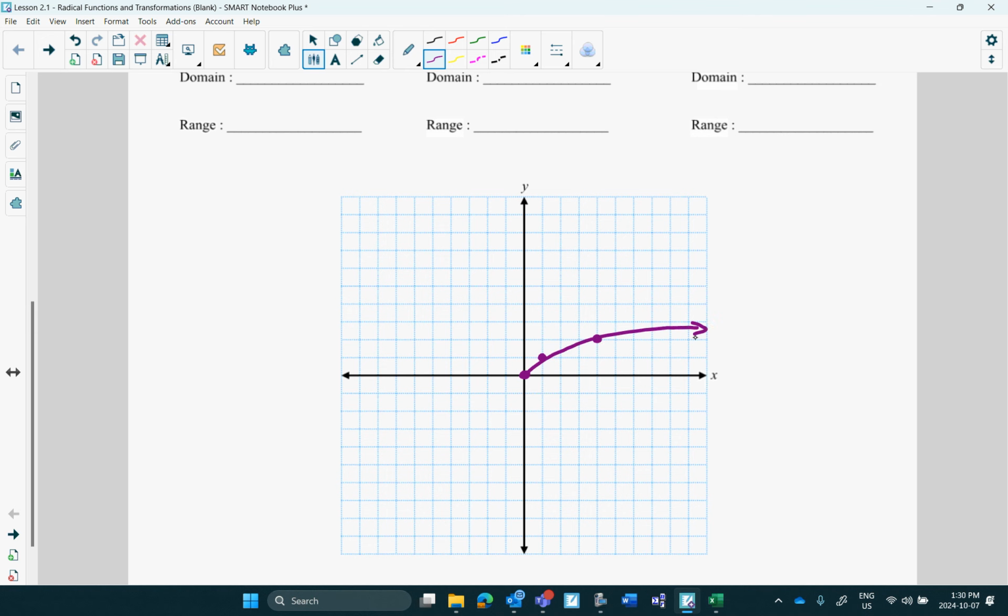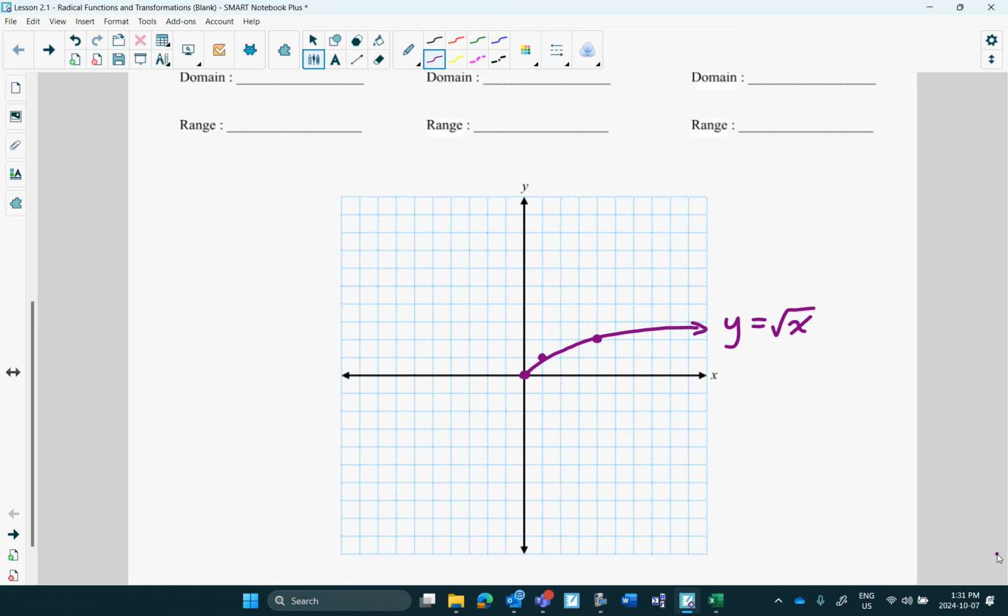It's going to be a curve. And actually, it's like a halfway sideways parabola. This is the most basic one. Those are the reference points you want to remember for the most basic one: 0, 0, 1, 1, 4, 2. And we're going to see that with different functions we do throughout the year. There's going to be basic ones, like when we do exponential ones, and then there's going to be basic points.